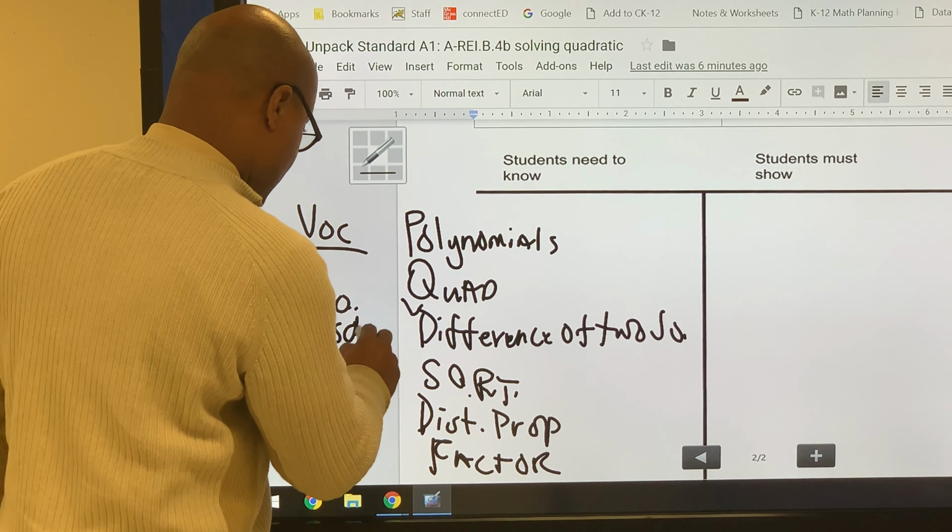Product. And also, the most important thing they need to know is how to work those problems, multiply, and then be able to go forward and backwards, which is the division of it. So they need to be able to factor forward and backward. FOIL forward and backwards. So you say FOIL method.